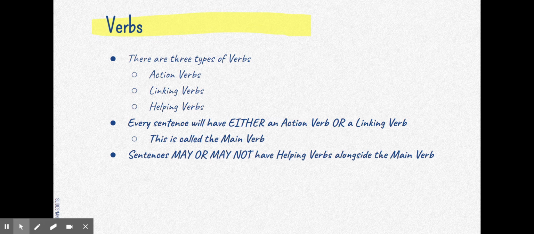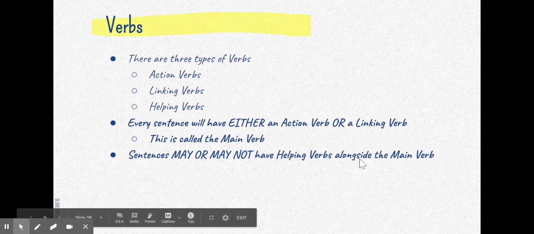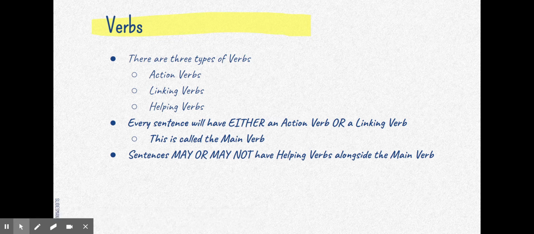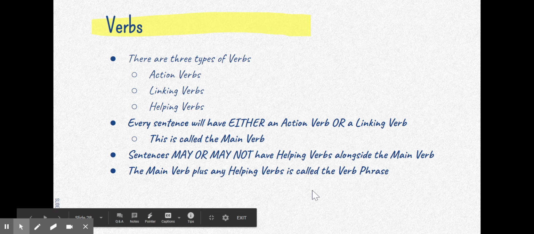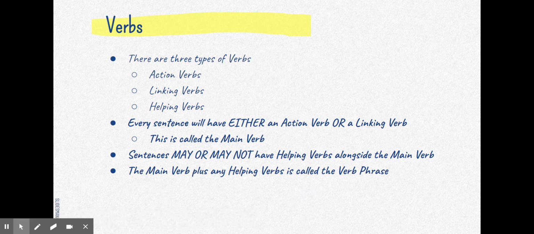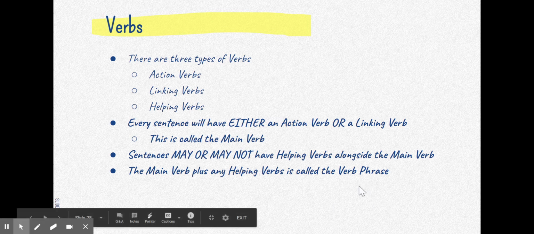Sentences may or may not have helping verbs alongside the main verb. So they're not required, but they are sometimes there. So this is just an overview. We're going to talk really in depth about all 3 types of verbs and practice finding all 3 types and all that kind of stuff. But it's important to understand going in that every sentence will have a main verb, which is either action or linking, and there may be helping verbs with it, but there may not be. The main verb plus any helping verbs, so basically all the verbs in a sentence, is called the verb phrase. Okay, so if I say verb phrase, that's what I'm talking about.